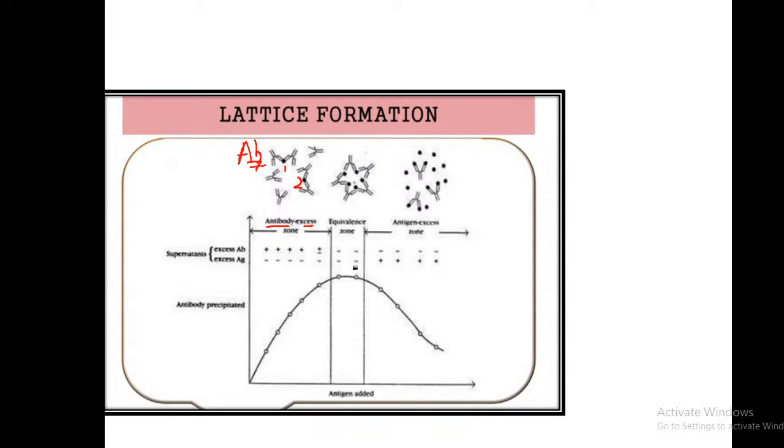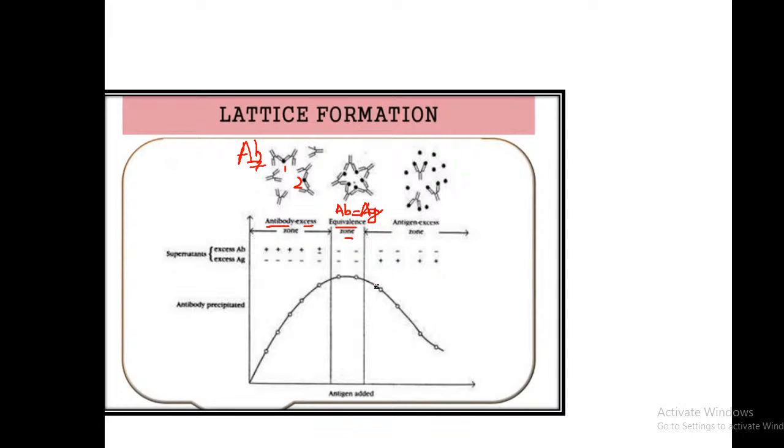That means if it came at some phase, there will be a balance. That is known as equivalence zone. Equivalence zone means all antibody will be interacting with antigens. There is no excess antibodies. Equivalence zone means antibody interaction with antigen is equal. That is known as equivalence zone.